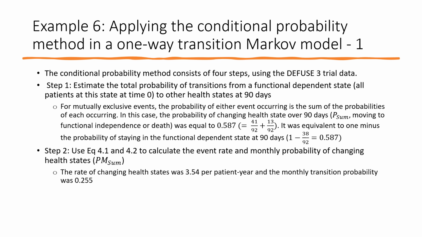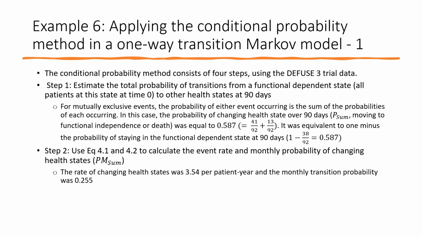Step 1. Estimate the total probability of transitions from a functionally dependent state, where all patients are at this state at time 0, to other health states at 90 days. For mutually exclusive events, the probability of either event occurring is the sum of the probabilities of each occurring. In this case, the probability of changing health state over 90 days, p-sum, moving to functional independence or death, was equal to 0.587, 41 plus 13, divided by 92.